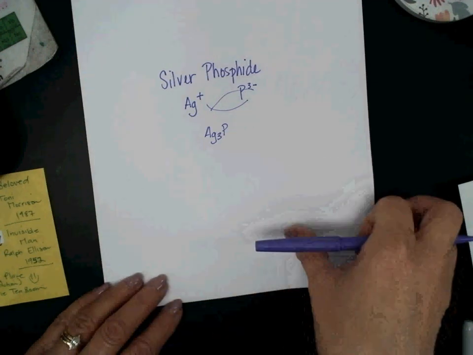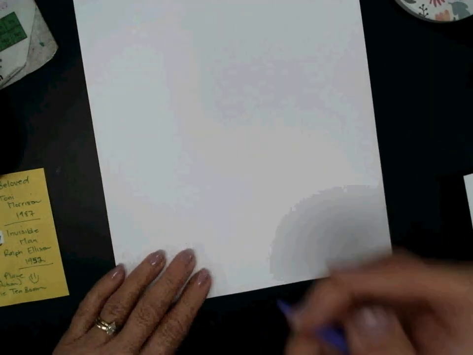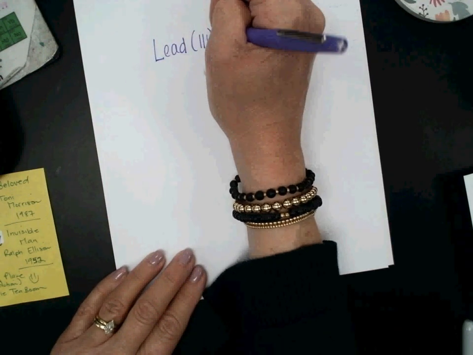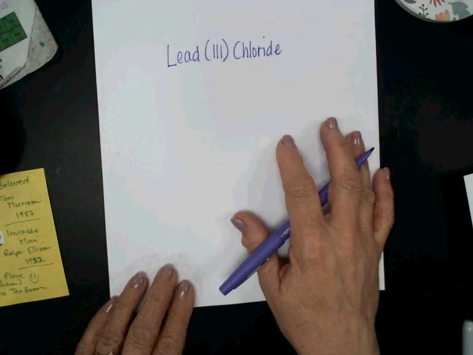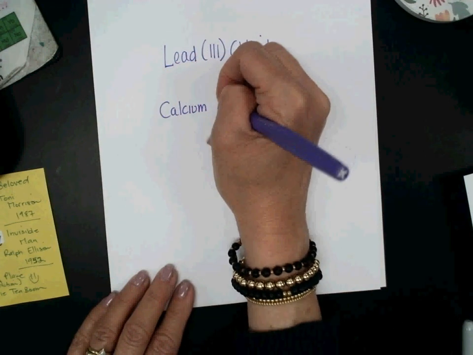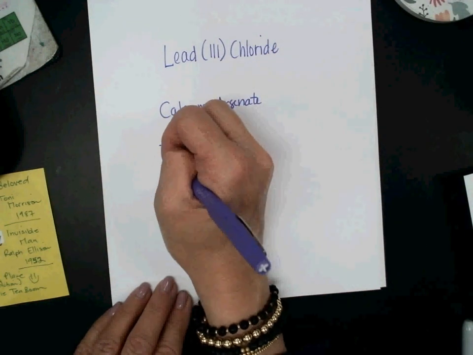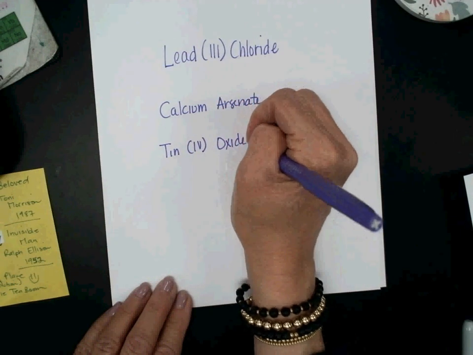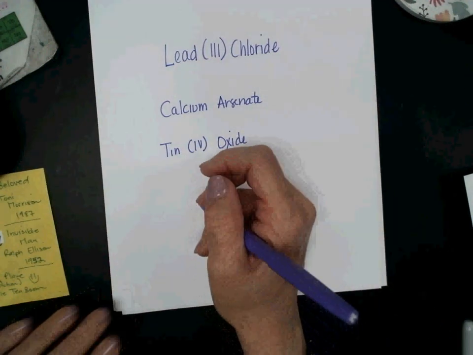Now, this is what I'm going to do. I'm going to give you 3. And I want you to find a good partner, and I want the 2 of you to work through them together, checking each other. And call me over if you're confused. I'm going to give you 3. Put them right in your notes. First one, lead 3 chloride. Calcium arsenate, tin 4 oxide, and then I'm going to give you one other thing.